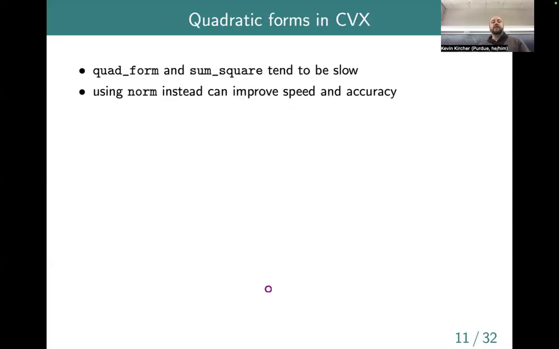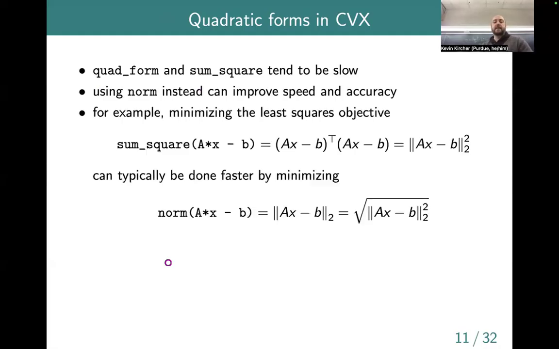All right, so in CVX, we can program quadratic forms using either quad form or sum square. But these tend to be a little bit slow, so it can be faster to use norm instead. Just as one example, suppose that we're solving a least squares problem, where our objective might be to minimize the sum of squares of Ax minus b. So again, this is like trying to find something that is close to solving the equation Ax equal to b. Maybe there's no actual solution and you want one that's as close as possible.